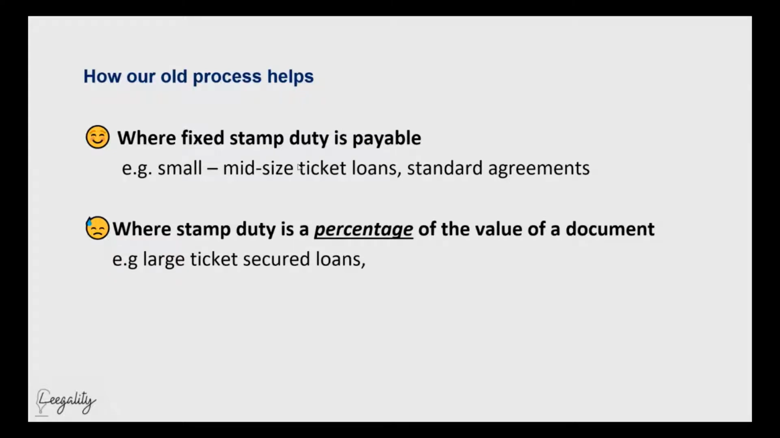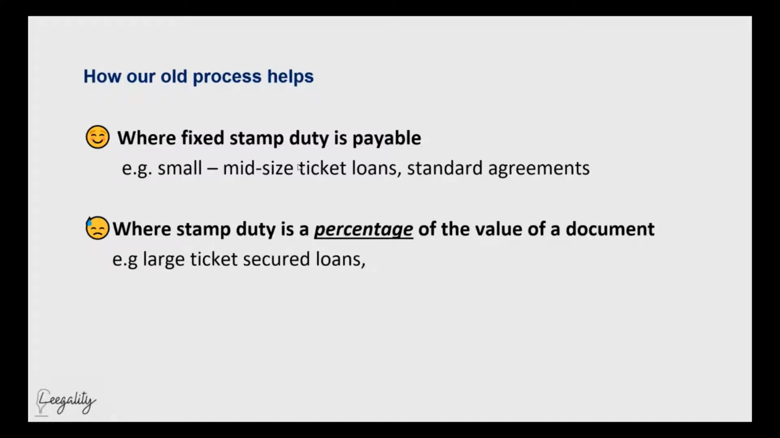Where the current system doesn't work is where stamp duty is a percentage of the value of a document. For example, large ticket secured loans. I know there are some people with a background on this issue, but there are some people without it. So just for the benefit of the second group, I'll explain this use case a bit.